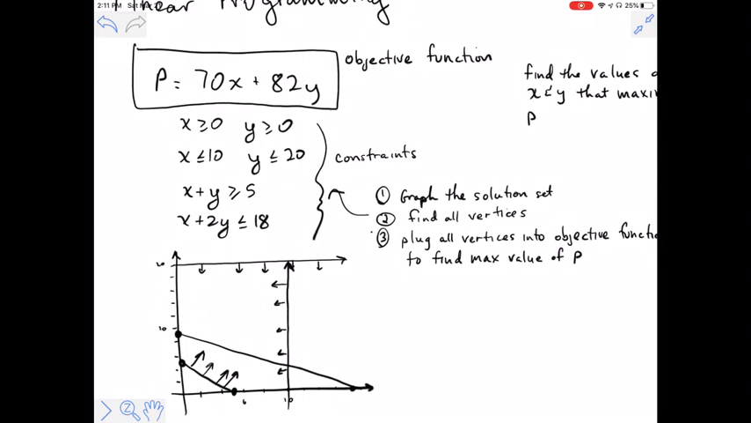Now to find the shaded region for that one, I'm going to use a test point of 0, 0, which means that x and y are both 0. So I would have the statement that 0 is less than 18, which is true. So I'm shading beneath that one towards the test point.